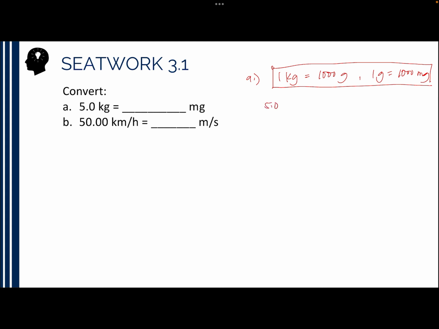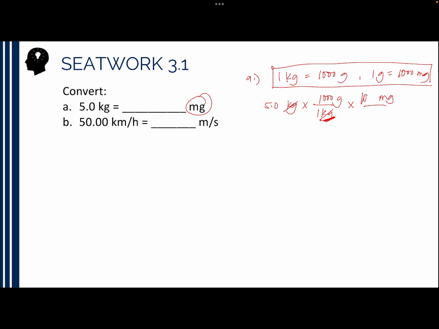So 5.0 kilogram times 1 kilogram. So the kilogram should be in the denominator to cancel out the units. So on top is the gram. So the unit we want to convert to is milligram. So milligram should be on top.